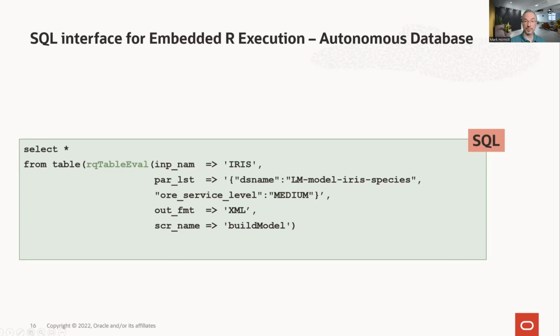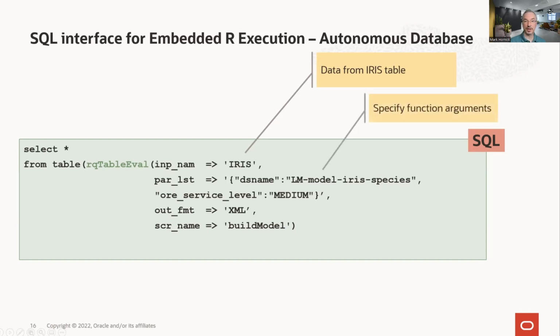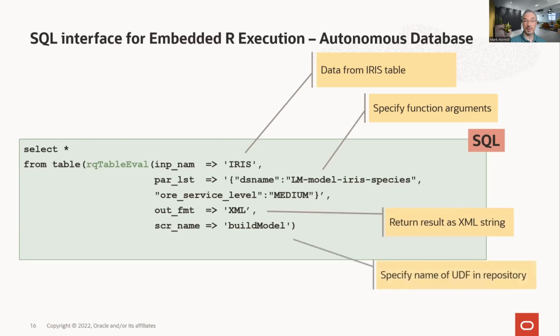We can invoke our UDF from SQL, say to allow our application to build this model easily as well. We'll use the rqTableEval database table function. In the first argument to rqTableEval, we specify the source data table name, here iris. We specify the function arguments as a JSON string of name-value pairs, the name of the datastore, and that we want to use the Autonomous Database medium service level. We indicate that the output format of the result should be an XML string. Recall, it's just returning TRUE. And lastly, we give the name of our UDF that we just created in the script repository.